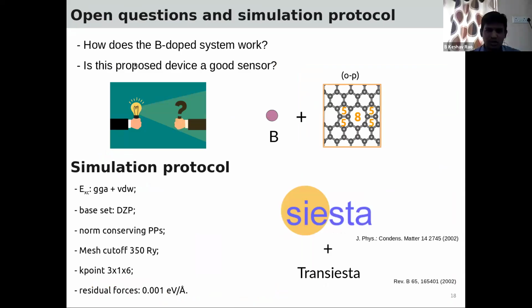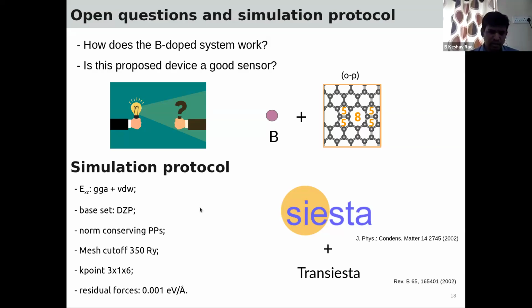If boron is doped in the line defect, we preferred the OP line defect. OP means 5, 5, 5, and 8: a pair of pentagons and an octagon, a line defect. Then one of the carbons is replaced by boron. And then we see at which lattice site boron must be doped to give higher stability. First of all, we will be seeing that.